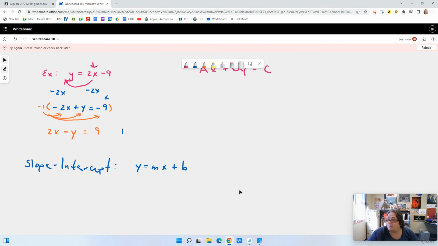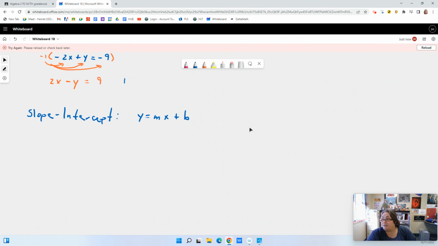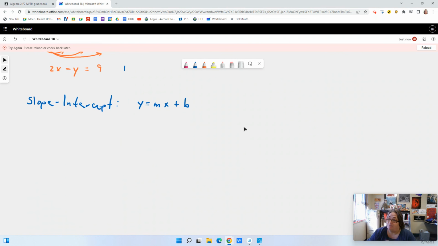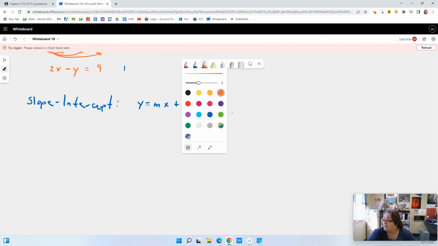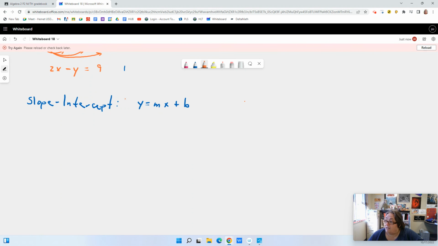When we're talking about y equals mx plus b, we call it slope-intercept form for a reason, because mathematicians are not that creative. If it says slope-intercept, it's because it's going to have what we call a slope and what we call an intercept. So if we look at y equals mx plus b, m is our slope, and b is our y-intercept.